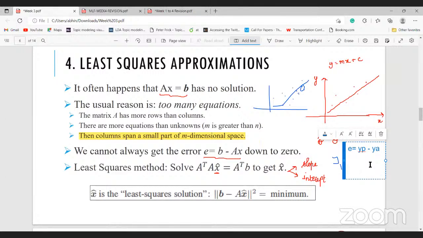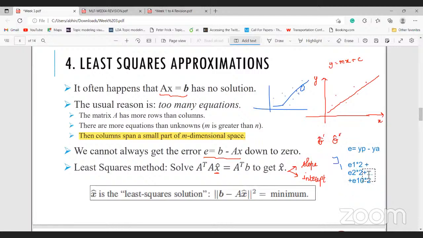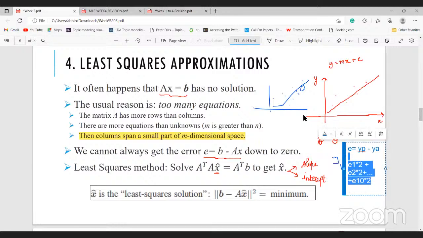Suppose I have 10 terms. For all 10 terms, I add E1 square plus E2 square plus so on and so forth plus E10 square. This is called the squared error. This particular model will be accurate when this error is small, right? So the line for which the squared error is minimum is called the least square line.